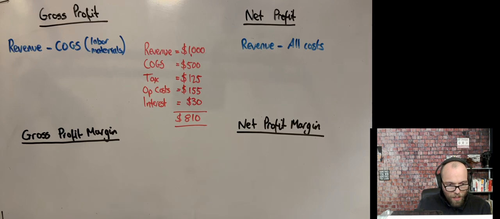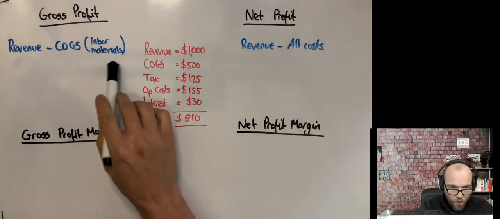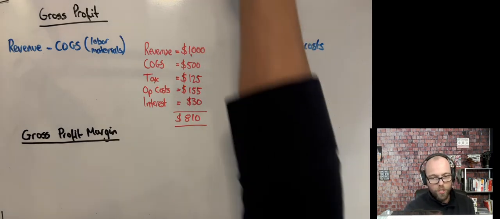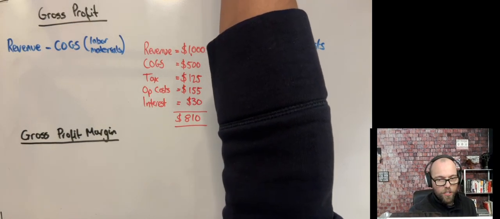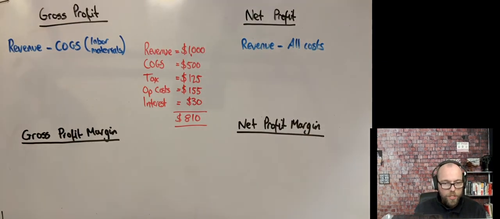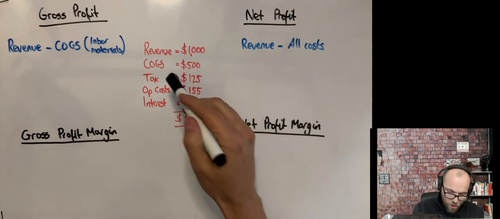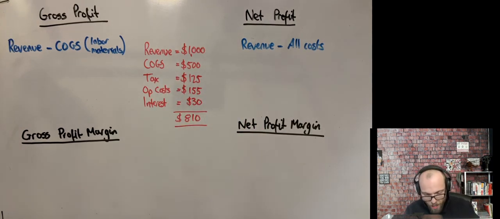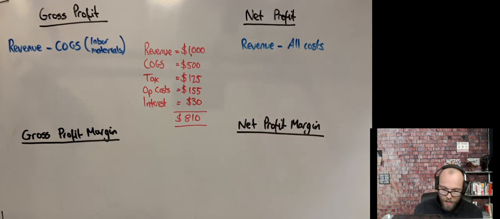So gross profit, very simply, to calculate this is your revenue minus the cost of goods sold. Cost of goods sold is basically labor and materials. It's those direct costs that you have for fulfilling your product or service, whatever that is. Net profit is revenue minus all of your costs. So that's things like your labor, cost of goods sold, it's your tax, it's your operational costs, interest, utilities, all that kind of stuff is included within net profit.